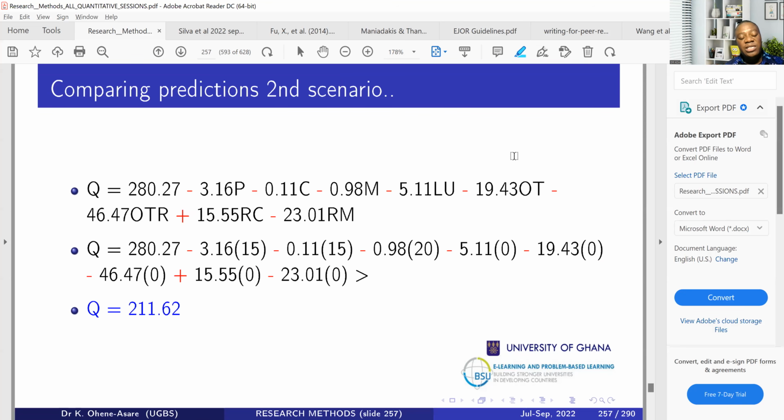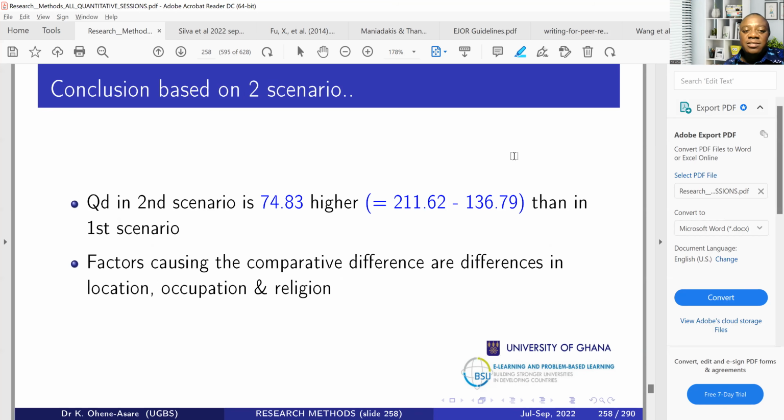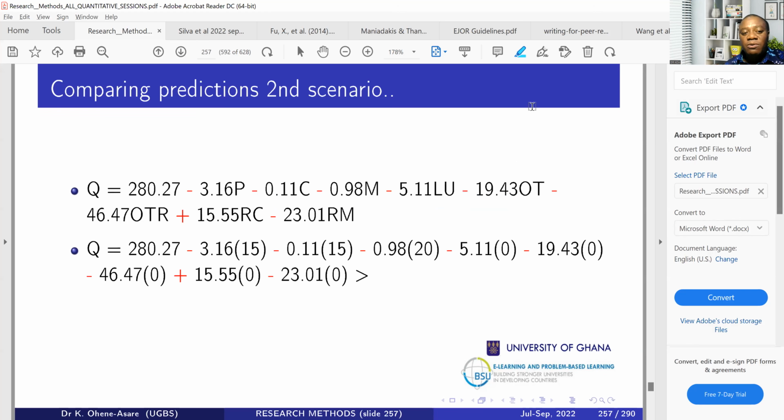So the second scenario is 211.62. The first scenario is like 136 point something. So now the difference is that which scenario is going to be a better quantity demanded? Which scenario will be better? Scenario 1 or 2? Which scenario will give us a better situation? And in this case, you have to calculate the difference.